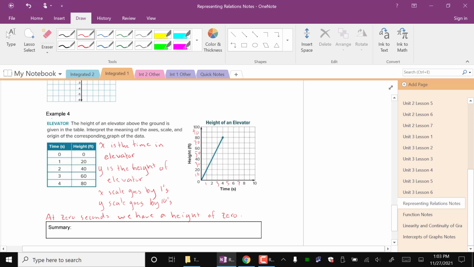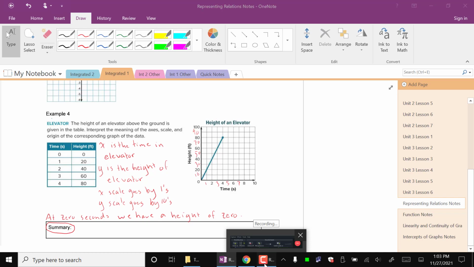So we have 4 examples. Look through these 4 examples. Write a summary of everything that we've covered today right in this spot. And then after you've written your summary, go ahead and start working on your practice problems for today using these 4 examples as a guide.